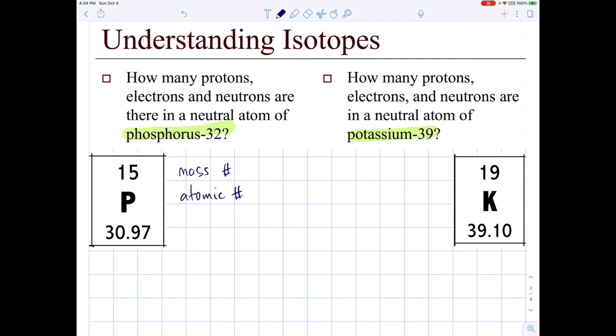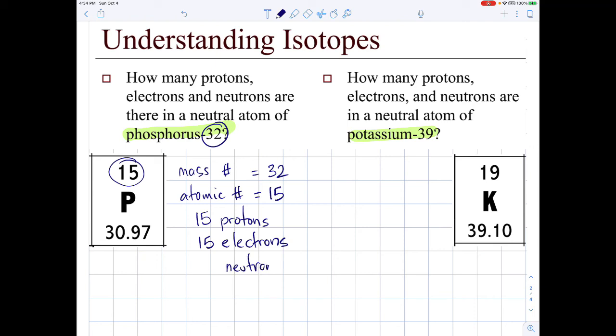So for the one on the left, we can tell that the mass number had to be 32 because the name given was phosphorus-32. From the periodic table, I can see the atomic number, which is the whole number, number 15. And so because the atomic number is 15, there has to be 15 protons. That's what the atomic number tells me, how many protons there are. Because it's a neutral atom, there would have to also be 15 electrons. The protons are positive, the electrons are negative, and so they'll always be equal.